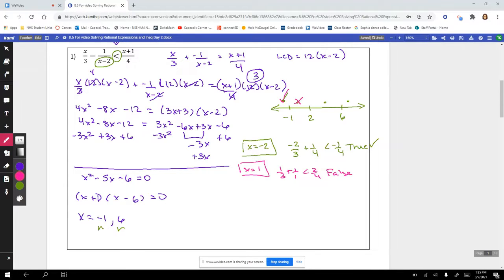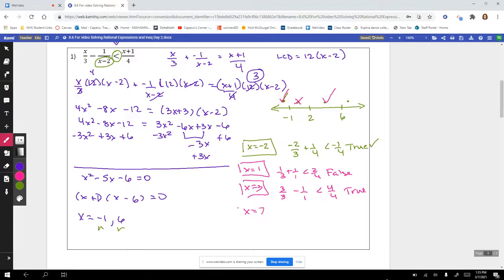Do the same thing between 2 and 6. I pick x is equal to 3. Again, substitute your values in. I do 3/3 minus 1/1 is less than 4/4. And again, that's true. So that region will work.